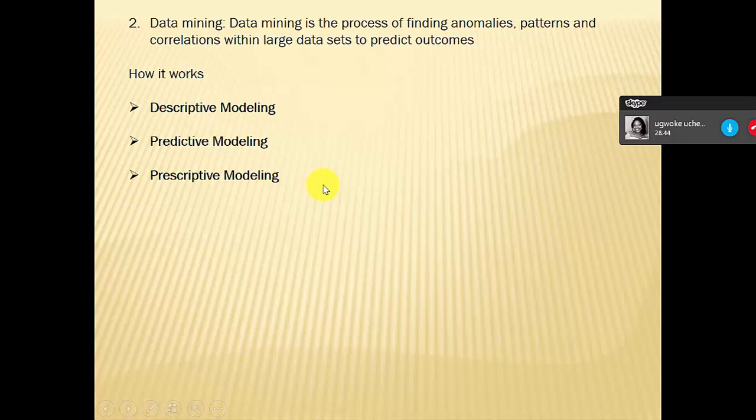Let me just give an explanation of descriptive modeling and the rest. All right. So, descriptive modeling has to do with uncovering.